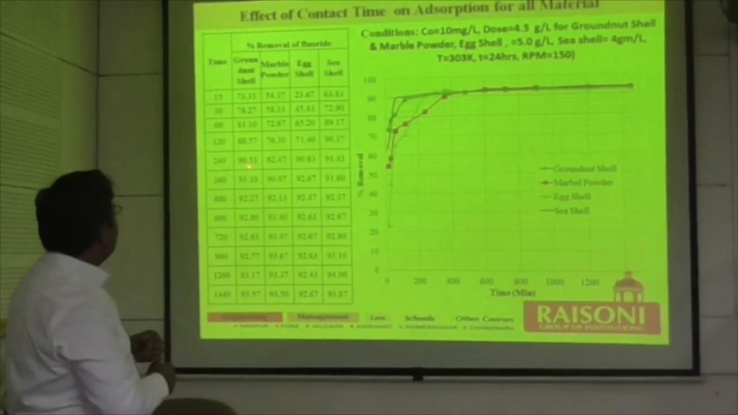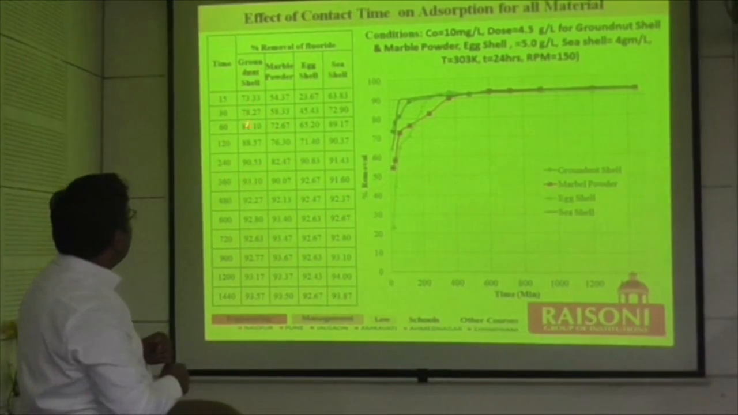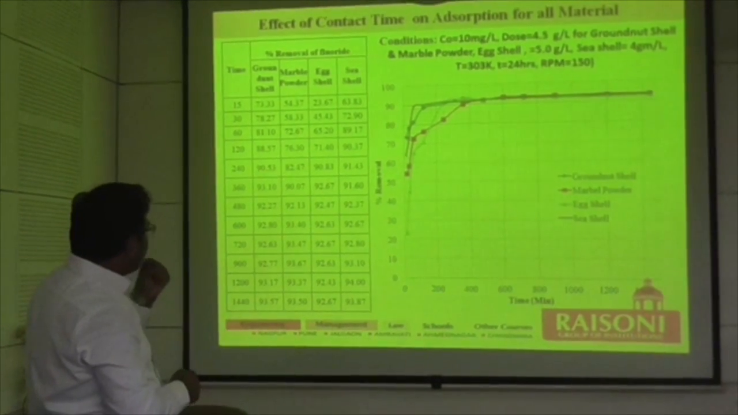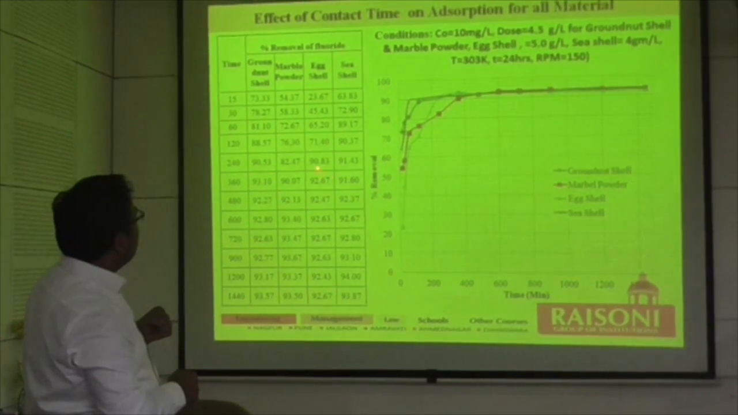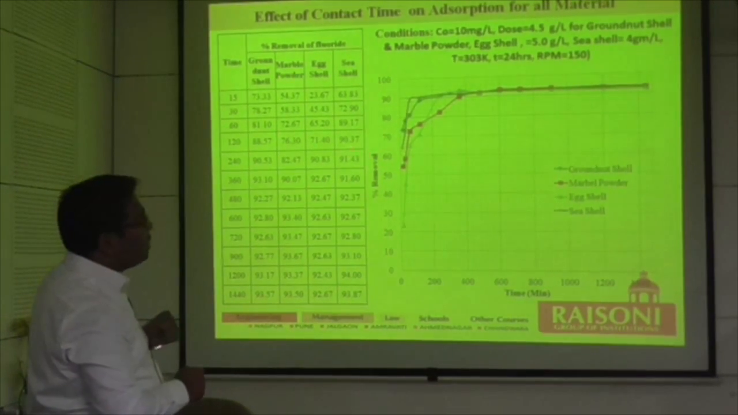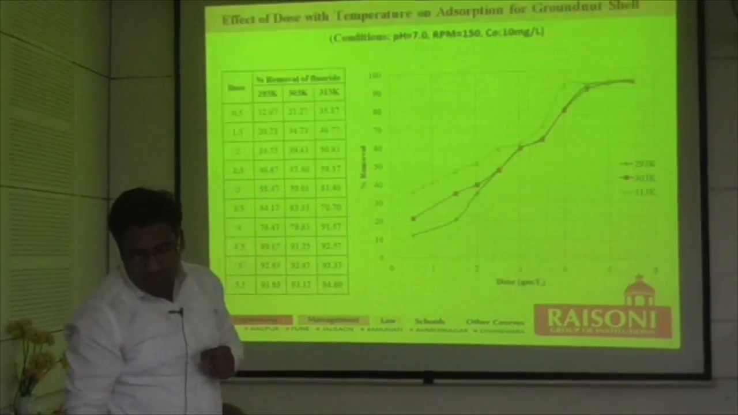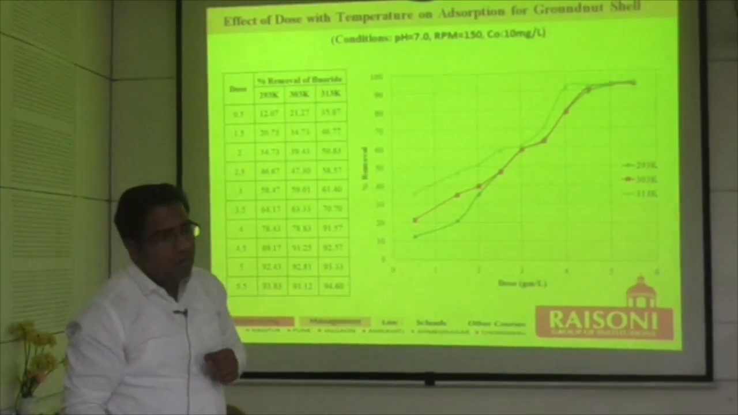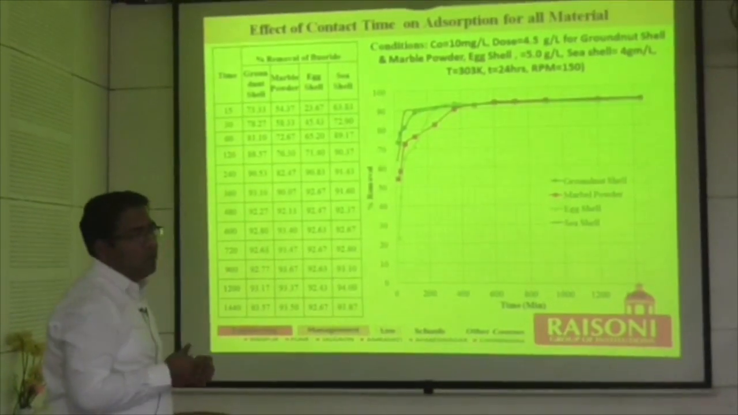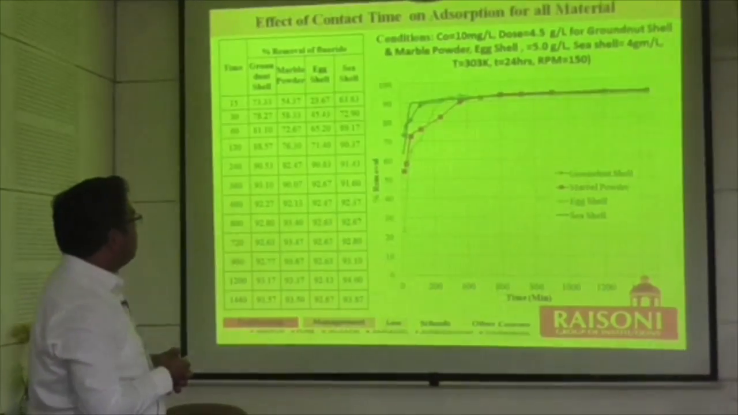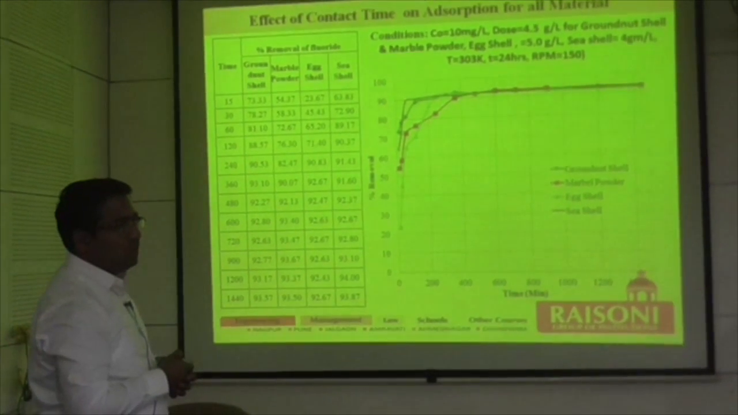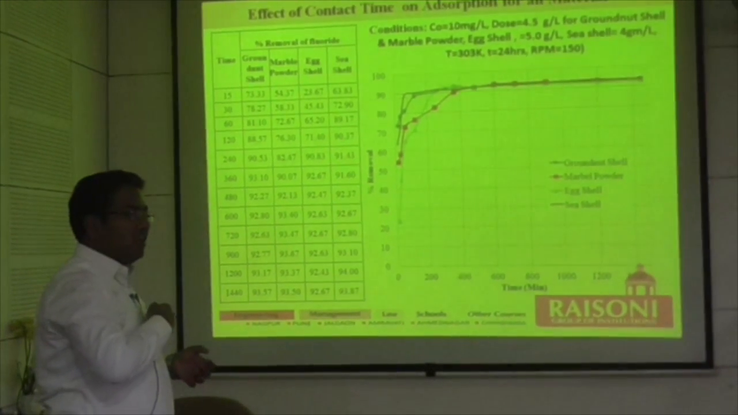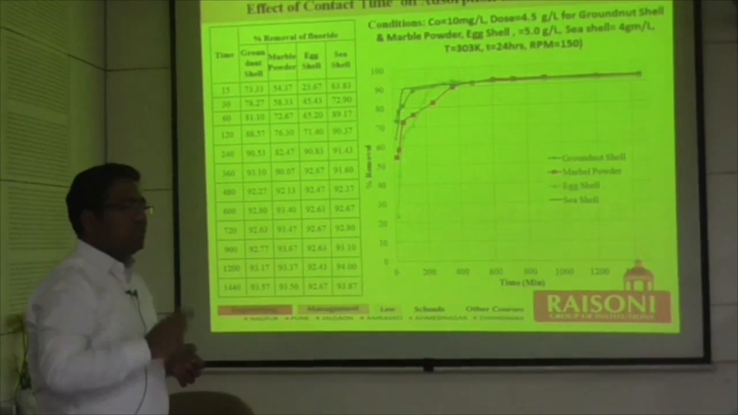In 240 minutes, this is the equilibrium time for the groundnut shell. Then for marble powder it is 360. For eggshell it is again 240, and for seashell it is 120. Just put the previous point down, maybe 0 to 10 minutes or 20 or 30 minutes. We have reached the saturation. So it actually rapidly increases, then it gets constant. Right?